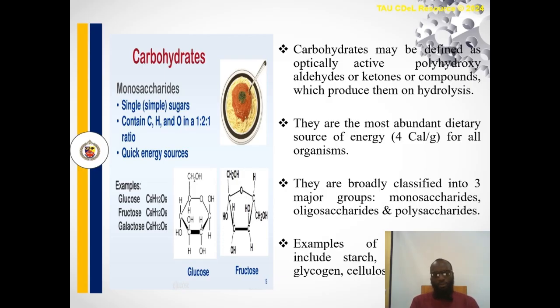Another name for heteropolysaccharide is mucopolysaccharides. An example of a mucopolysaccharide is glycosaminoglycan, GAG. Examples of GAGs are hyaluronic acid, chondroitin sulfate, dermatan sulfate, and the rest.